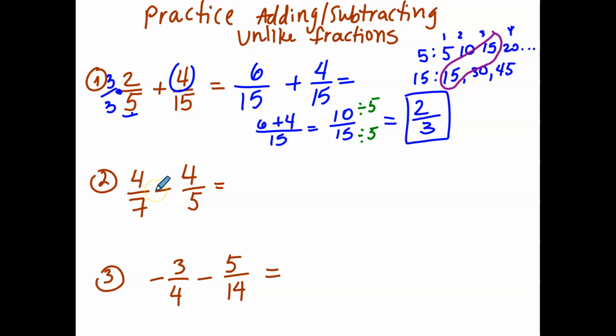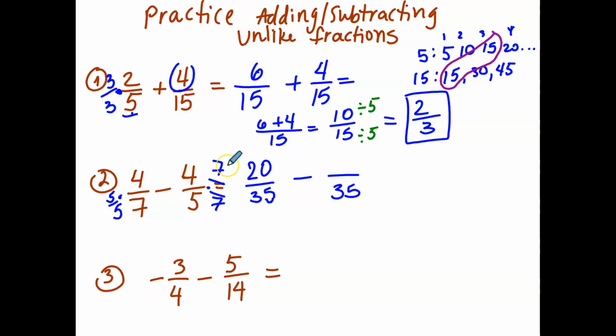4/7 minus 4/5. 7 and 5 don't have any common factors. So we will need to multiply them by each other, 7 times 5 and 5 times 7, to get the common multiple. The common multiple of 5 and 7 is 35. Now we multiply 7 by 5. We need to multiply 4 by 5 as well. 20. And the second fraction is multiplied by 7 over 7.